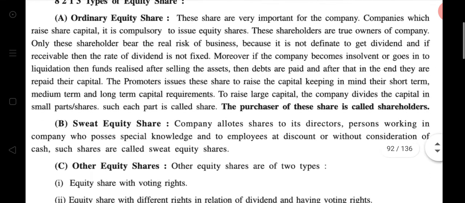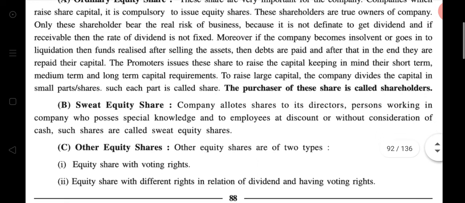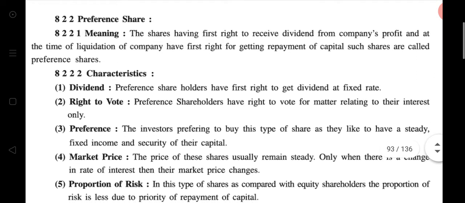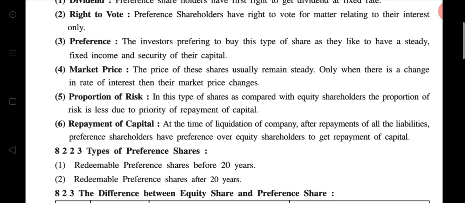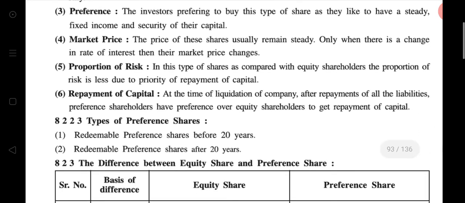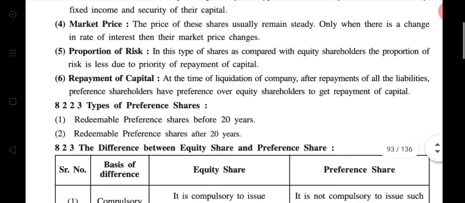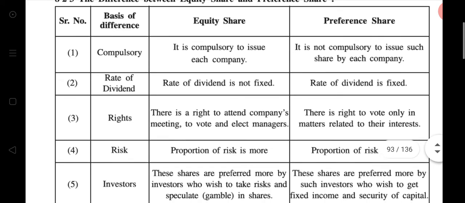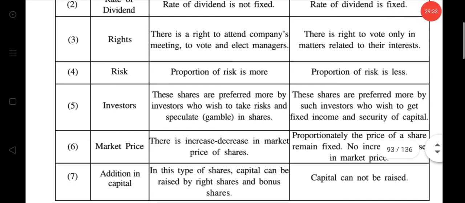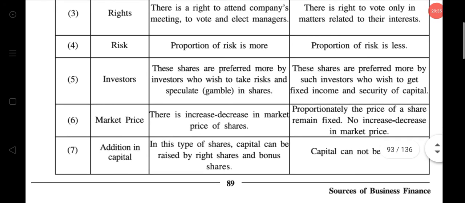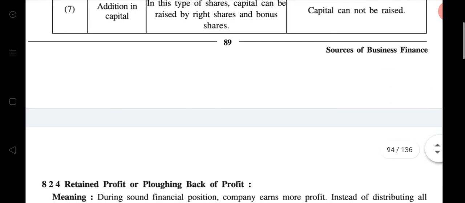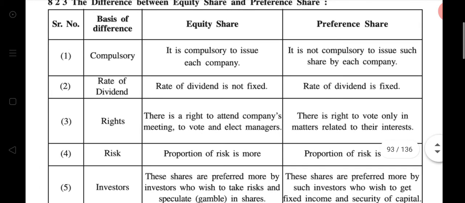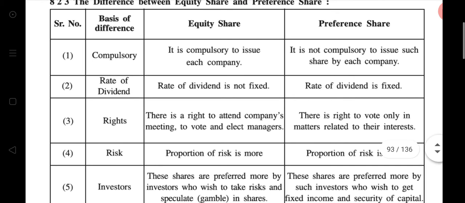And next one is types of equity: ordinary, sweat and other. Then characteristics of preference shares: dividend, right to vote, preference, market price, proportion of risk and repayment of capital. Types of preference shares: redeemable before 20 and redeemable after 20 years. Then basis of difference between equity shares and preference shares: compulsory, rate of dividend, right, risk, investor, market price and addition in capital. So here we have done this topic and also we have done today's lecture.